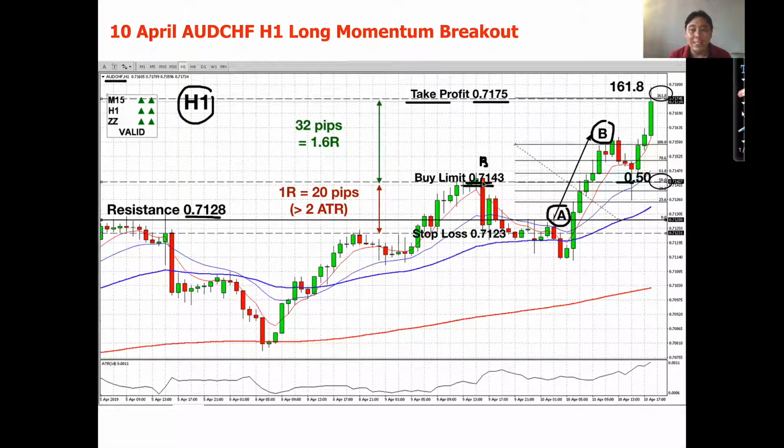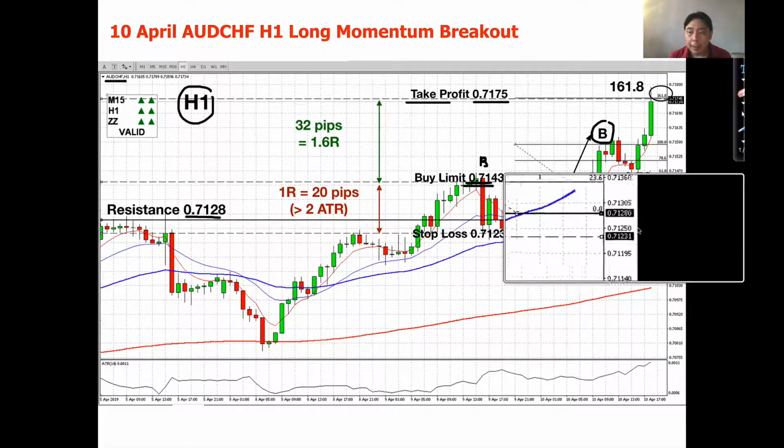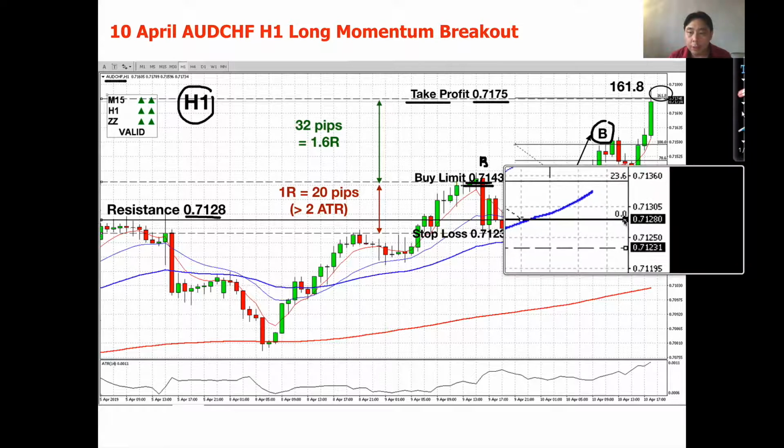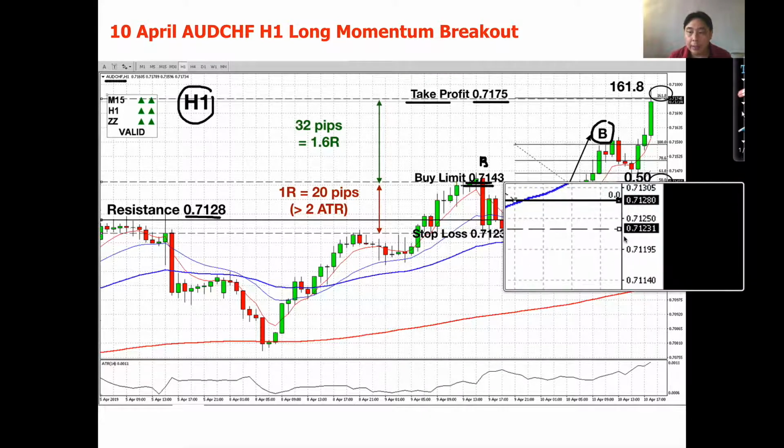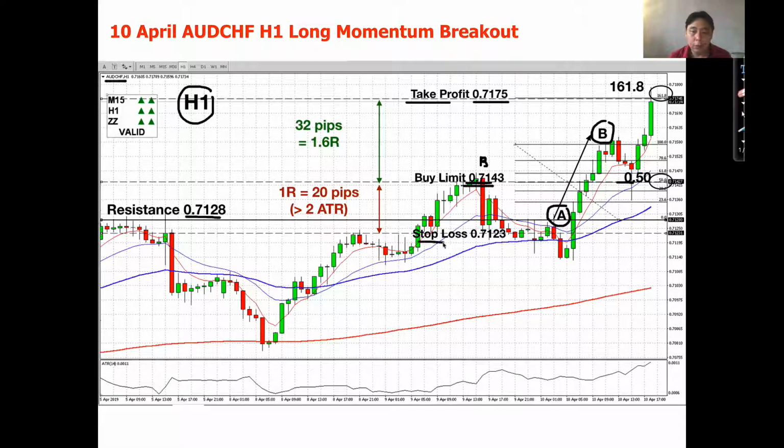So buy limit was at 7143, waiting for it to trigger once the price got to that level. Next, where do I put my stop loss? Again, stop loss is placed below the resistance of 7128. So my resistance was 7128. So I put a stop loss about 5 pips below that, 7123. So that's my stop loss. Between 7143 and 7123, this was 20 pips, which was at least 2 ATR.